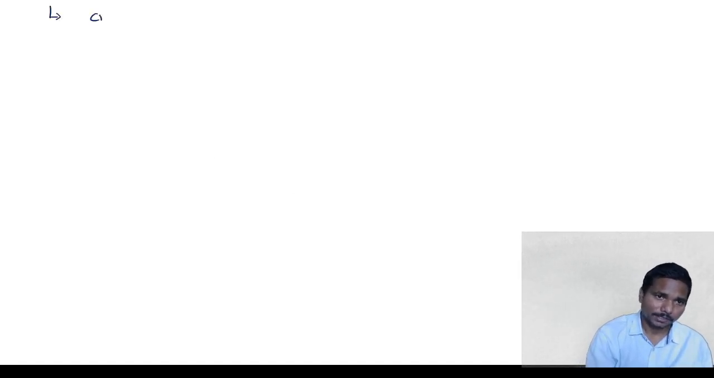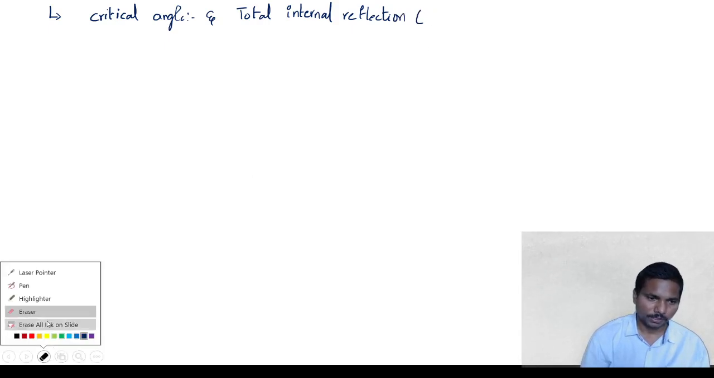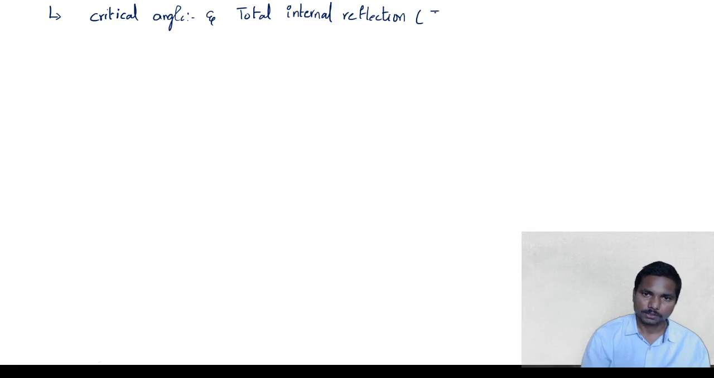So what topics are pending? Critical angle and total internal reflection. You can simply call this one TIR. Generally, we denote this as TIR.